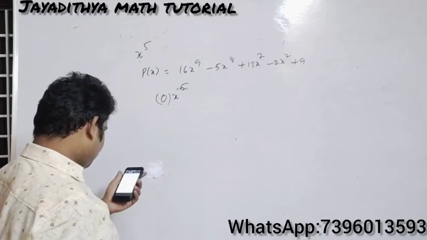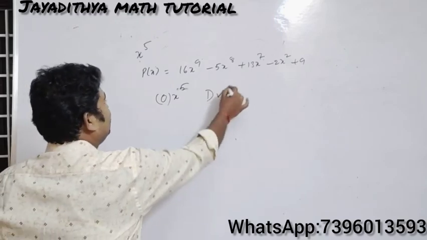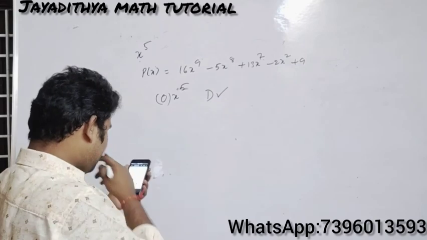So which option is that? That is in your option D. So this option is D, Nana.